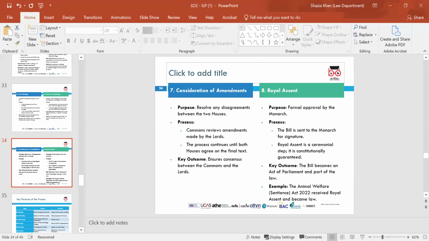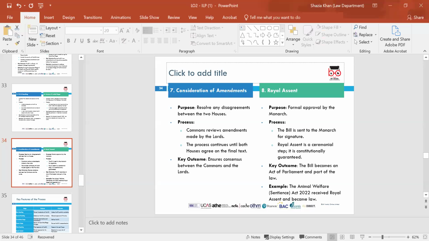So then they have the consideration of amendments. And here, this is to resolve any sort of disagreements between both houses. This is the process until both houses agree to the final text, and it ensures consensus between the Commons and the Lords.